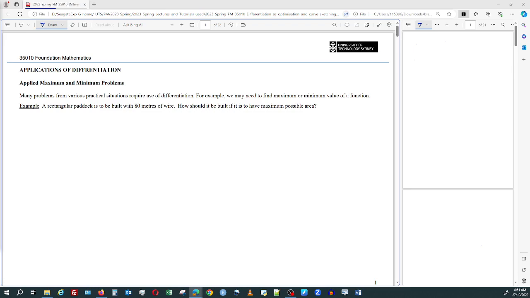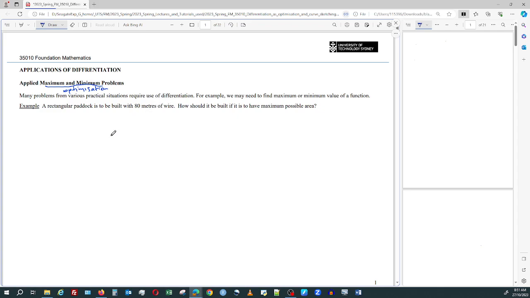Alright, so many problems from various practical situations require the use of differentiation, and applied maximum-minimum problems might be called optimisation. That is to optimise the material being used, or whatever it is that's needed: time, gas, matter. We may need to find the maximum or minimum value for a function.